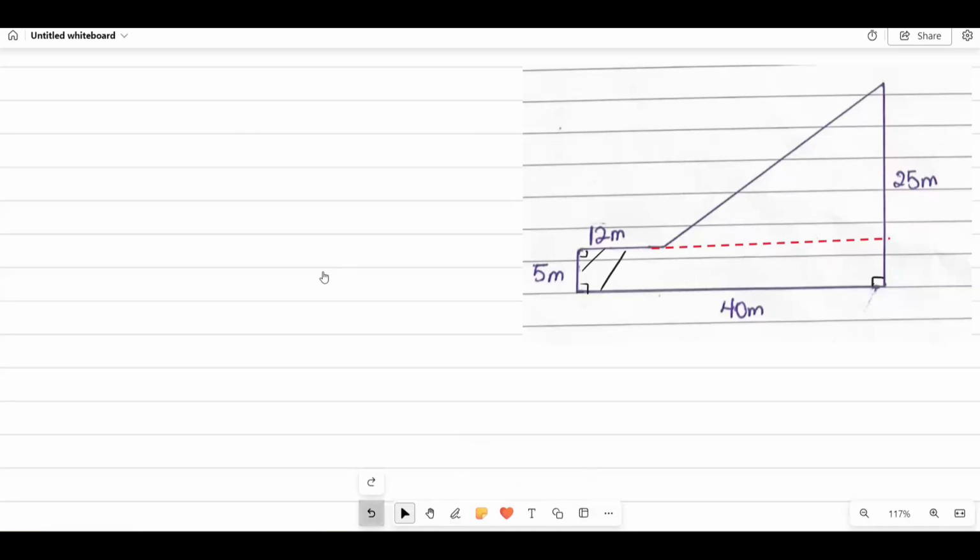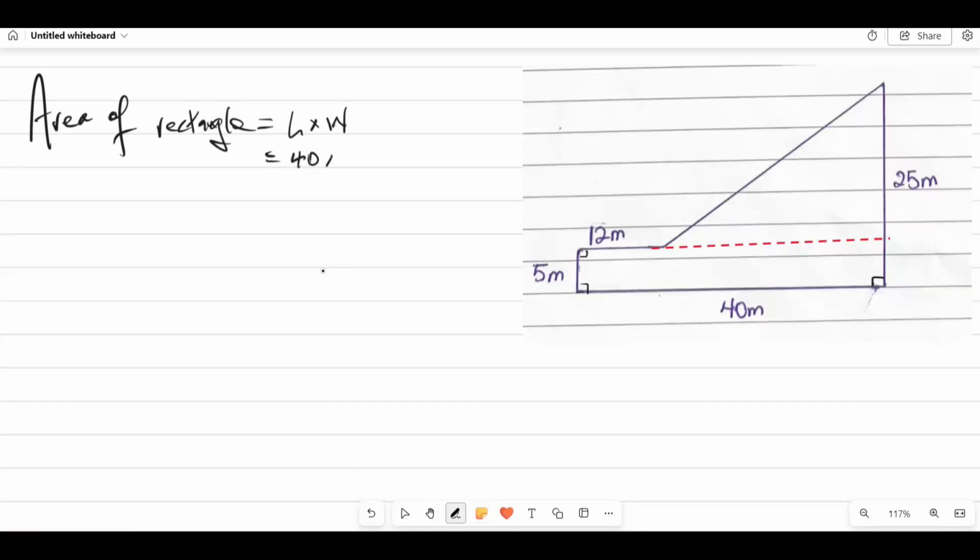So let us put on some numbers. Now, as for the rectangle, the width, as you could see, is 5 meters and the length is 40. So we have that. So let's put that into action. The area of that rectangle we're looking at is going to equal length times width, and this is 40 times 5. This is going to give us 200 square meters.